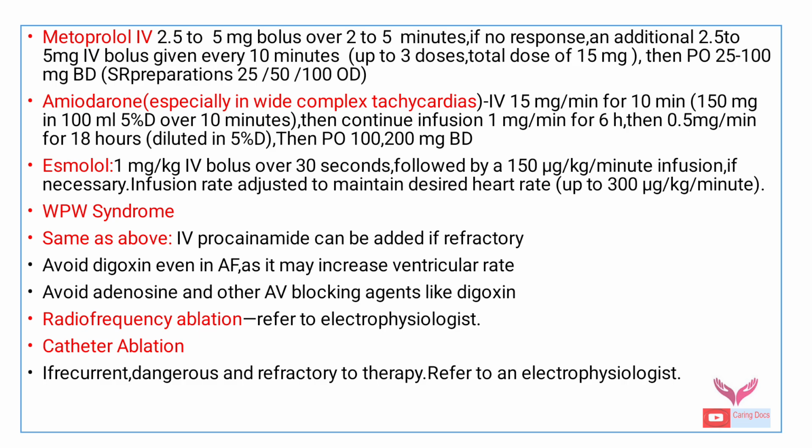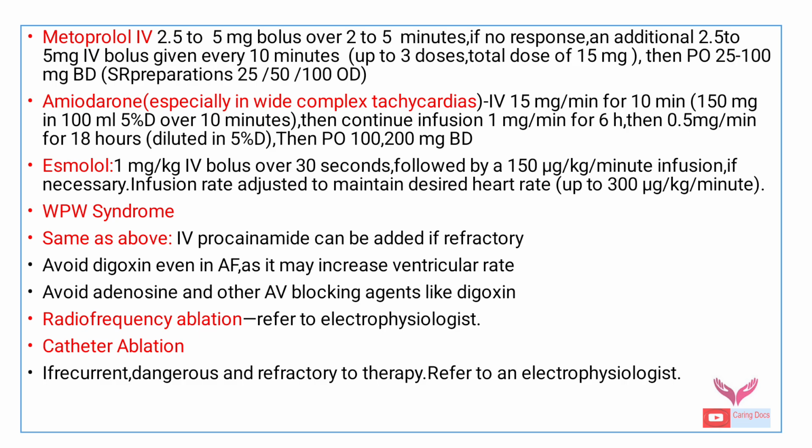Similarly, we can use esmolol as 1 milligram per kg IV bolus over 30 seconds, followed by a 150 microgram per kg per minute infusion if necessary. Infusion rate adjusted to maintain the desired heart rate. Up to 300 microgram per kg per minute can be given.